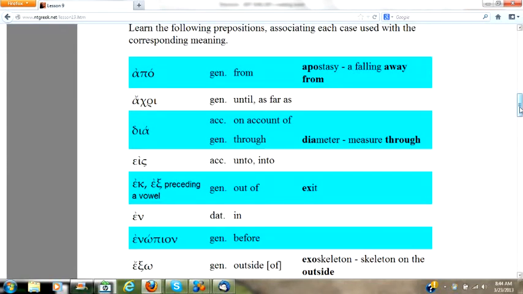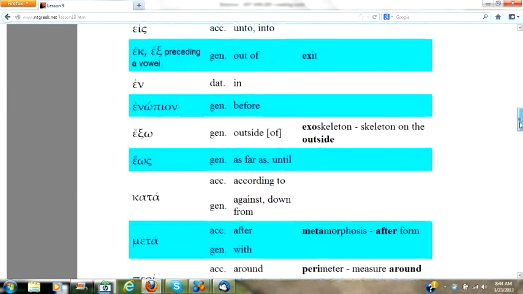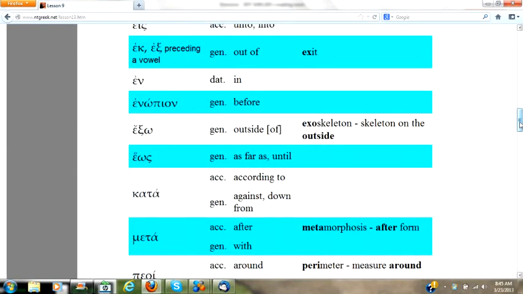Eis, used with the accusative case, means unto or into. Ek, or ex when it is preceding a word beginning with a vowel, is used with the genitive case, and it means out of. En is used with the dative case. It means in. Enopion is used with the genitive case. It means before.